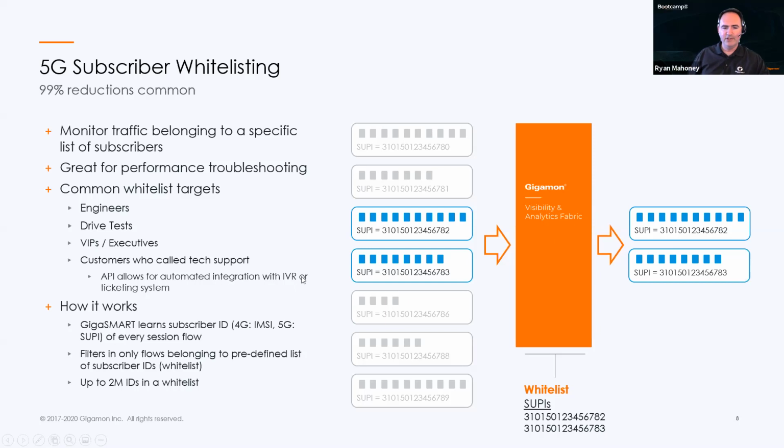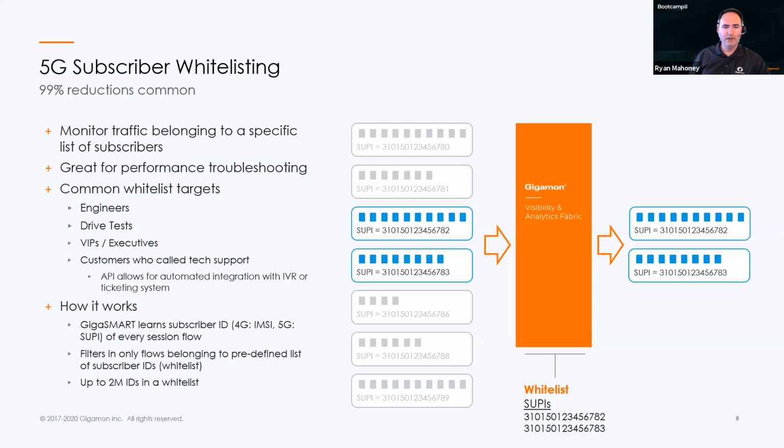So whatever system you have, you could easily integrate to Gigamon to control the addition and removal of those whitelist entries. All right, so that's whitelisting. Whitelisting is great for performance troubleshooting. That's the main use case that it has. Naturally, whitelisting is not so good for performance KPIs because it's a very small targeted subset of your overall traffic.